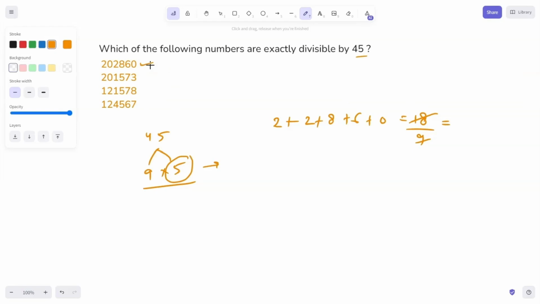Okay, so this means this number will always be divisible by 45. So our answer is the first option.